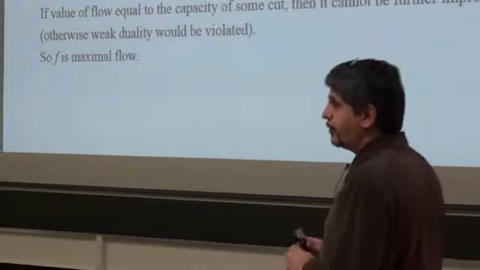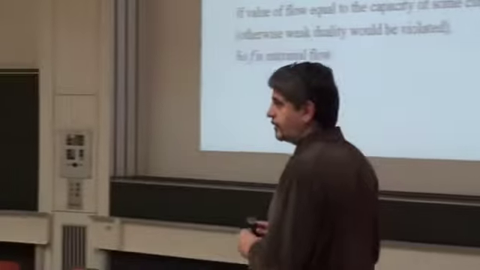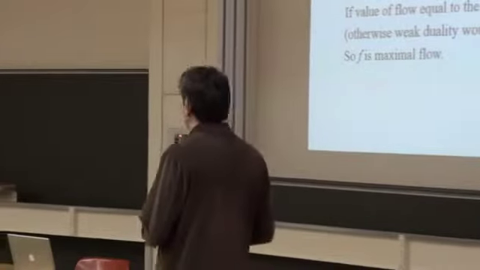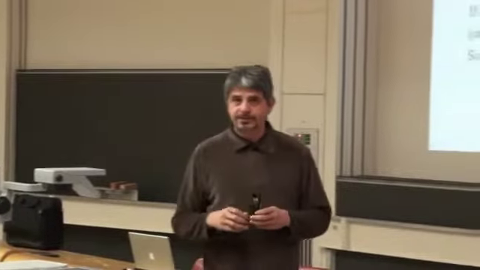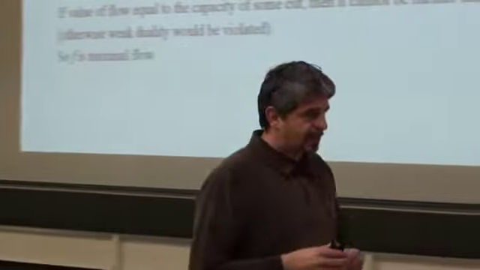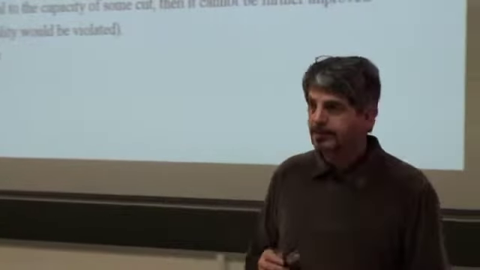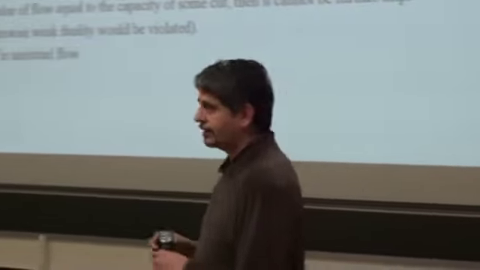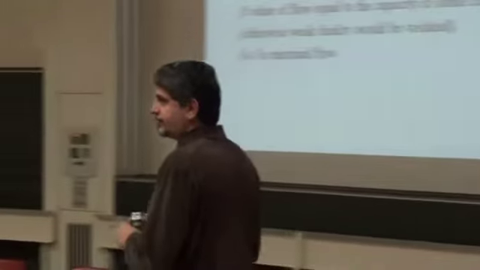Okay, so therefore this F must be a maximal flow. And this proves the max flow min cut theorem. So what does it show? It shows that if the algorithm terminates, it's going to be correct. The value, well, if it really terminates, the value is correct.